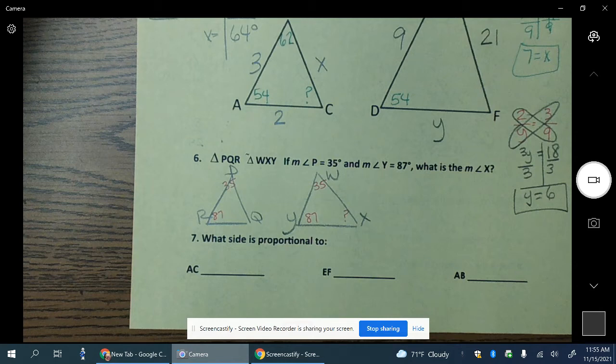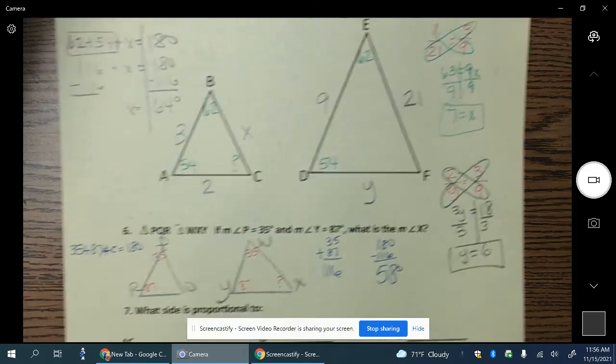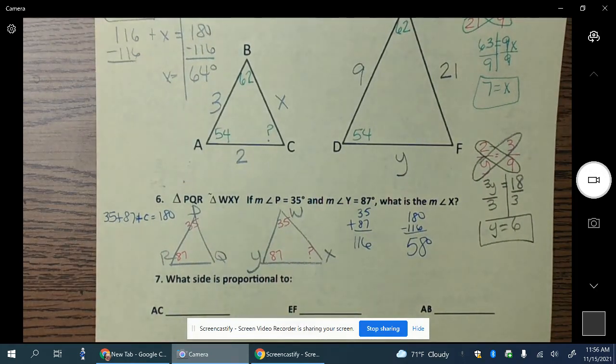So I would do 58. So wait, how do we know if they're related? Letters. That little symbol says the first and first go together. The second and the second go together. So P was the first letter, and that's how Brandon knew that W was also 35, because they're both the first letters. So R and Y are the same because they're both the third letters. Yep. And what do you get? 58. 58 what? Well, X equals 58. Degrees. Yeah, 58 degrees. That's what I got. Okay.